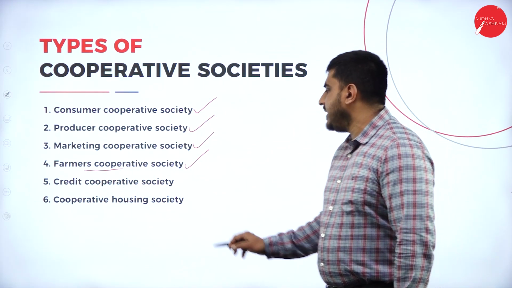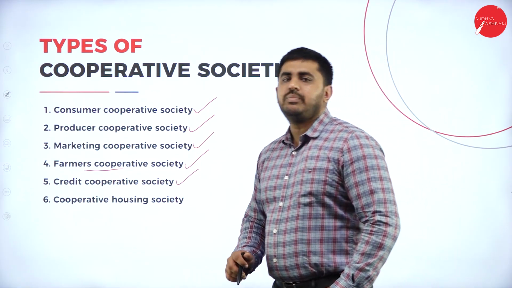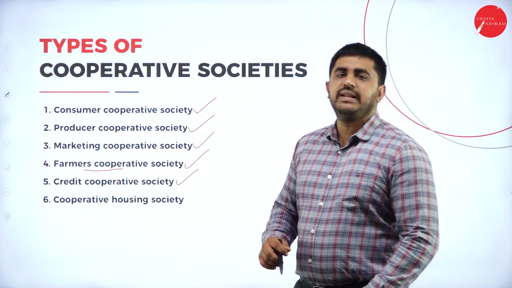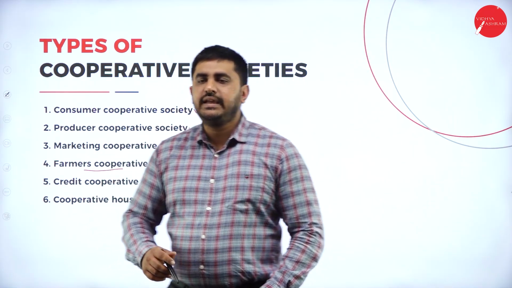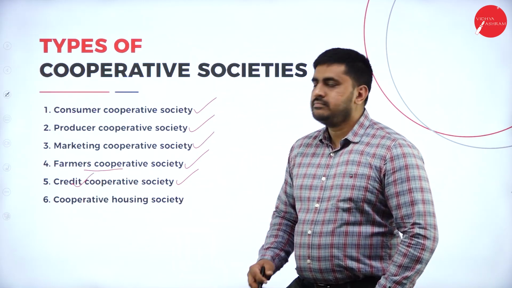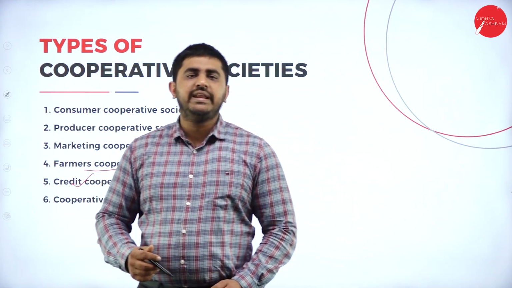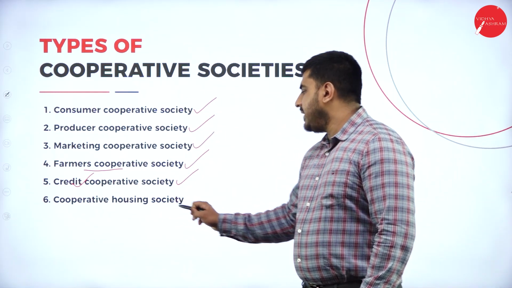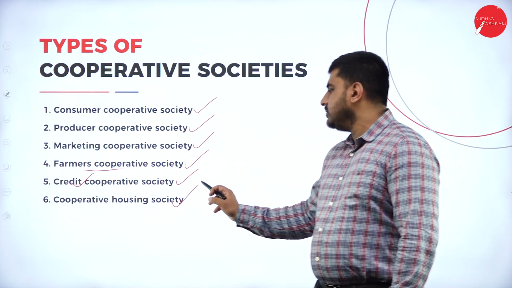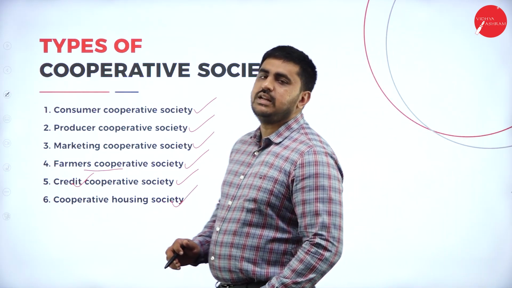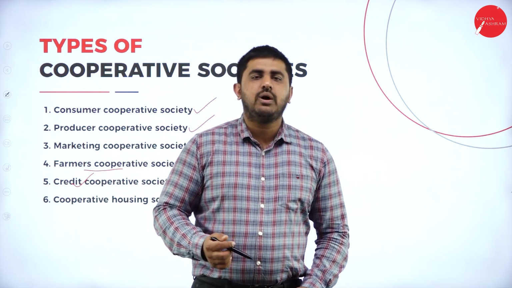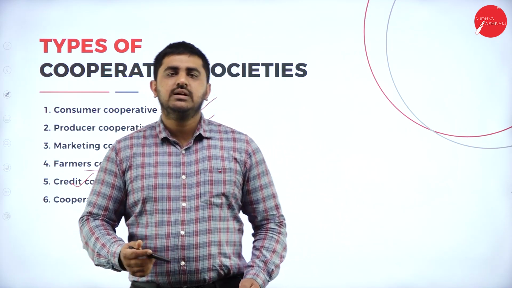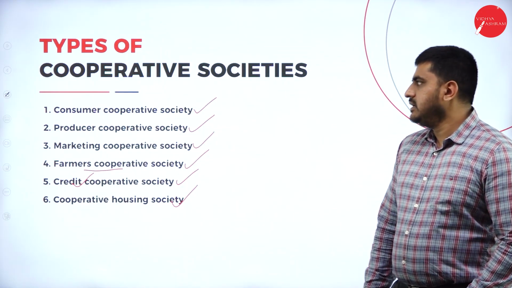Then, credit cooperative society. Basically, they don't want the members to be exploited by private money lenders. So, they give credit to the members at a 0% interest rate or a very low interest rate. That is credit cooperative society. And finally, cooperative housing society. What it does is help the members to apply for a site or a house and help them to get a house.